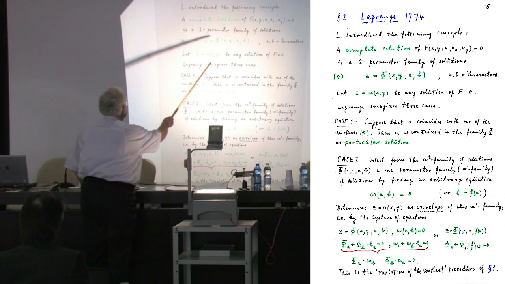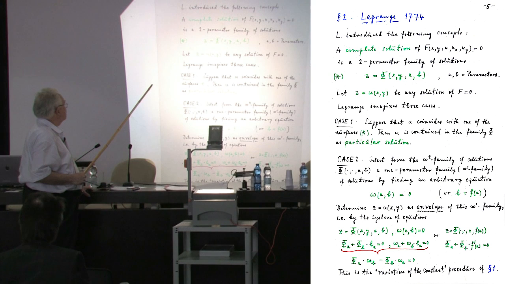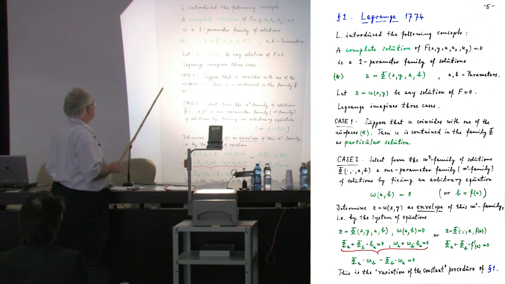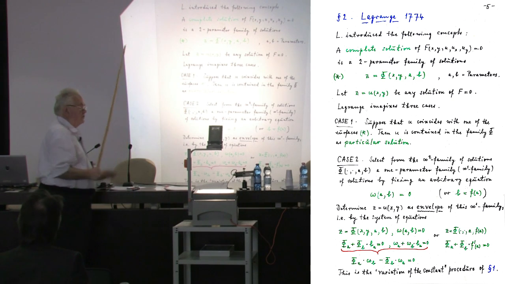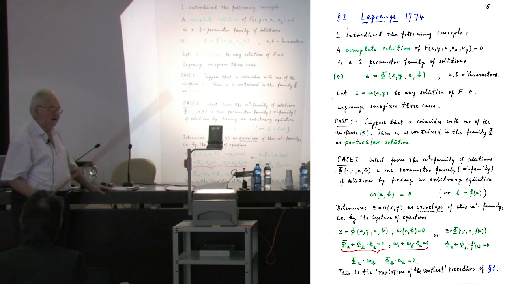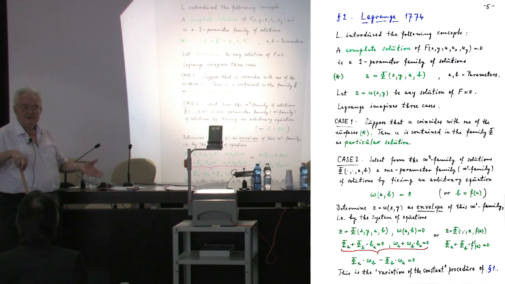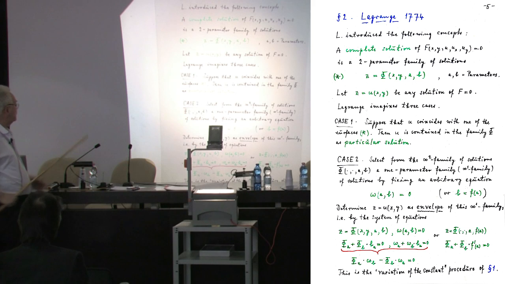Assume you had such a solution depending on two essential parameters A and B. Case one would be you have a solution which agrees with star for one specific value of A and B. Okay, then it's what he calls a particular solution of this two parameter family of solutions of the problem.